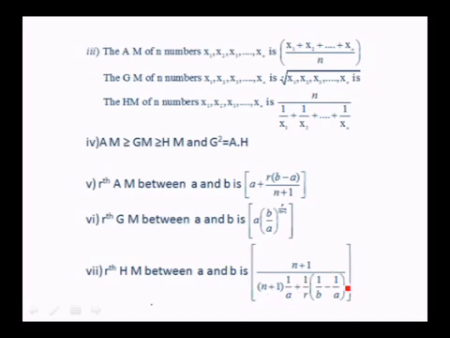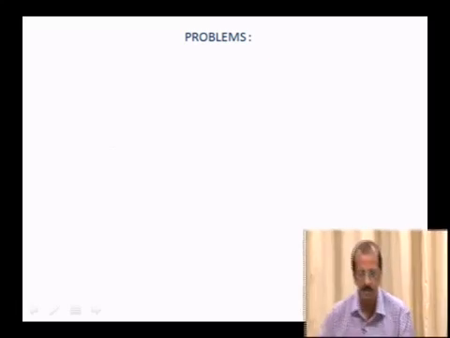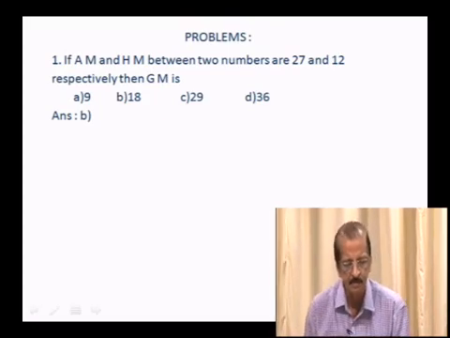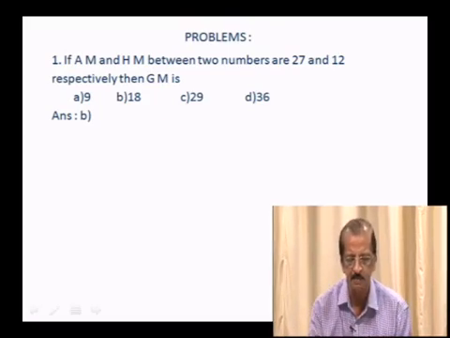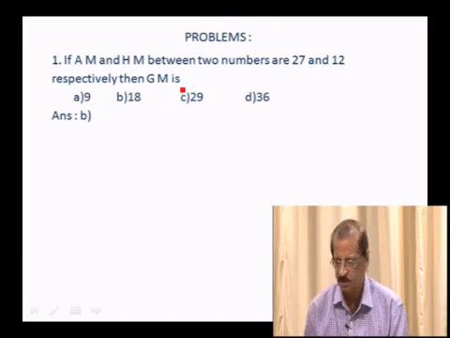So, let us try some problems on arithmetic mean, geometric mean and harmonic mean. First one, if AM and HM between two numbers are 27 and 12 respectively, then what is the geometric mean as asked? So, it is very easy.